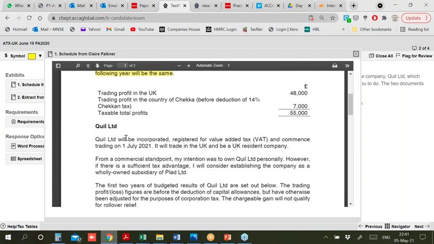That's fine. Q Limited will be incorporated, registered for VAT, and commence trading from 1st July 2021. It will trade in the UK and be a UK resident company. That's fine. From a commercial standpoint, my intention was to own Q Limited personally. However, if there is a sufficient tax advantage, I will consider establishing the company as a wholly owned subsidiary of P Limited. I'll stop here, guys, and I'll tell Claire that she might know many things about VAT groups, but here she's wrong. She does not know that if she owns the company personally, what would be the disadvantage? Can anybody tell me in the question section?